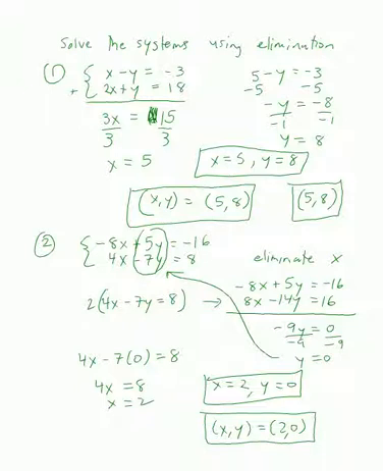Let's try a tougher one. This is problem 3. 5x minus 2y equals negative 6, and 4x plus 5y equals negative 18.